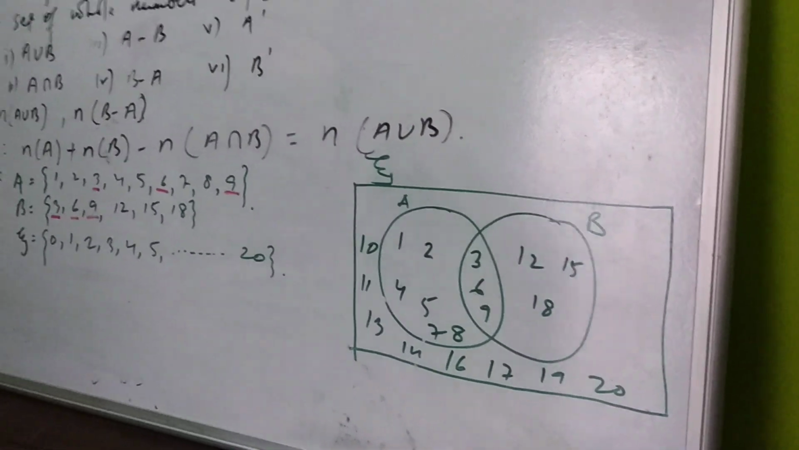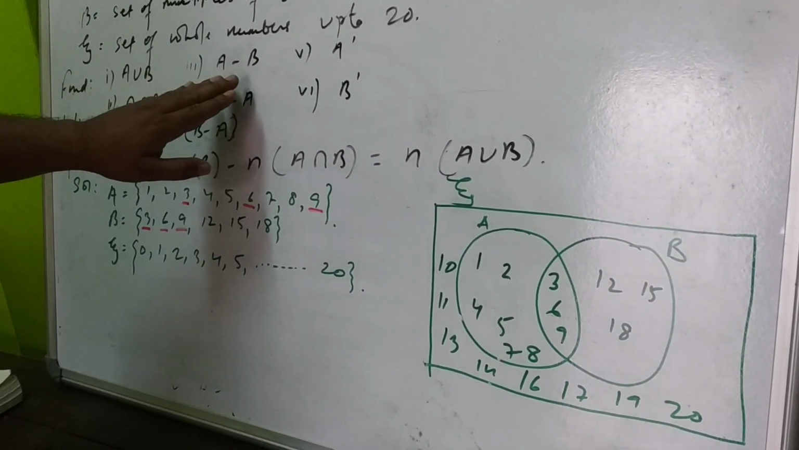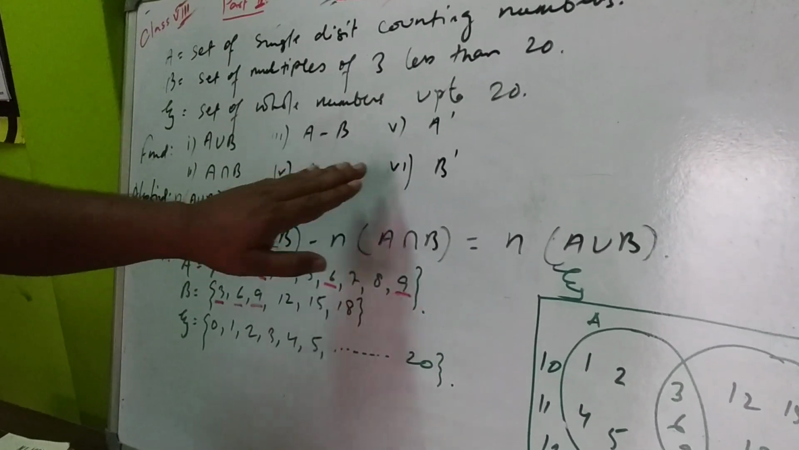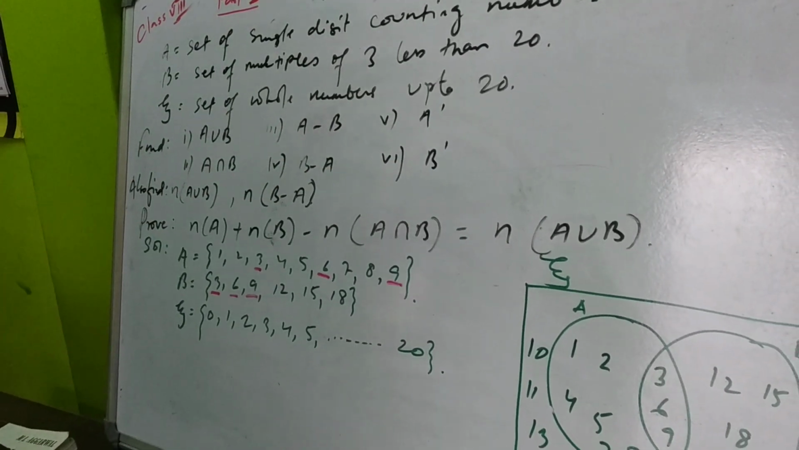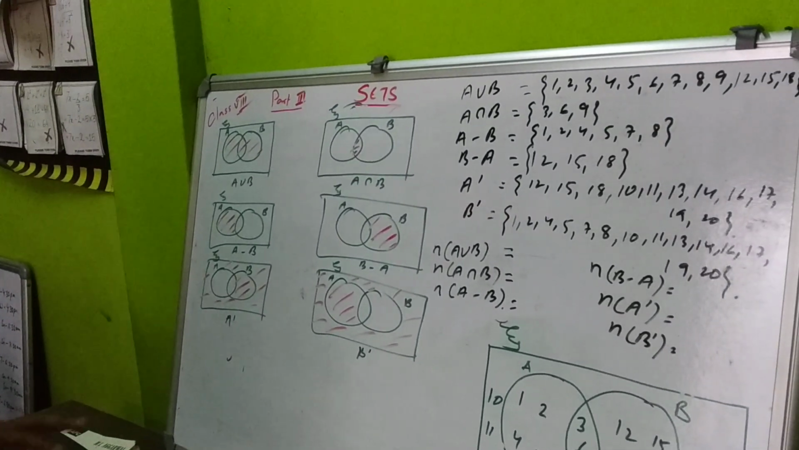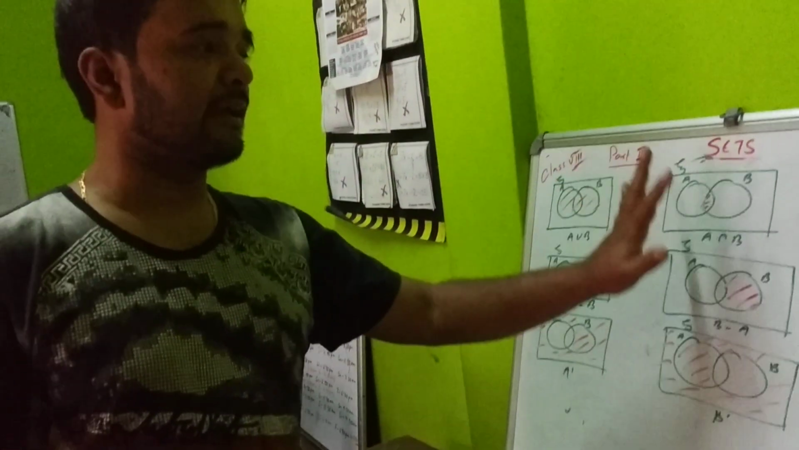Now the question is asking us to express A union B, A minus B, A's complement, A intersection B, B minus A and B's complement. Now this can be represented in the form of a Venn diagram. So I have expressed all the statements in the Venn diagram.